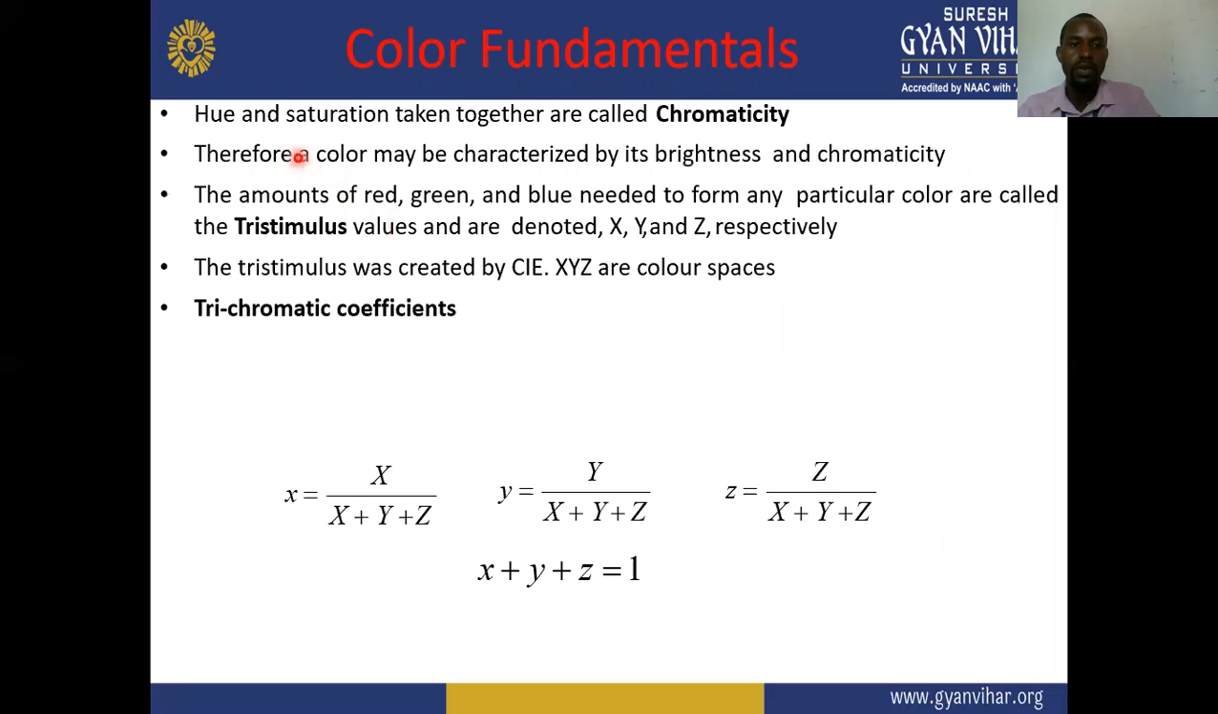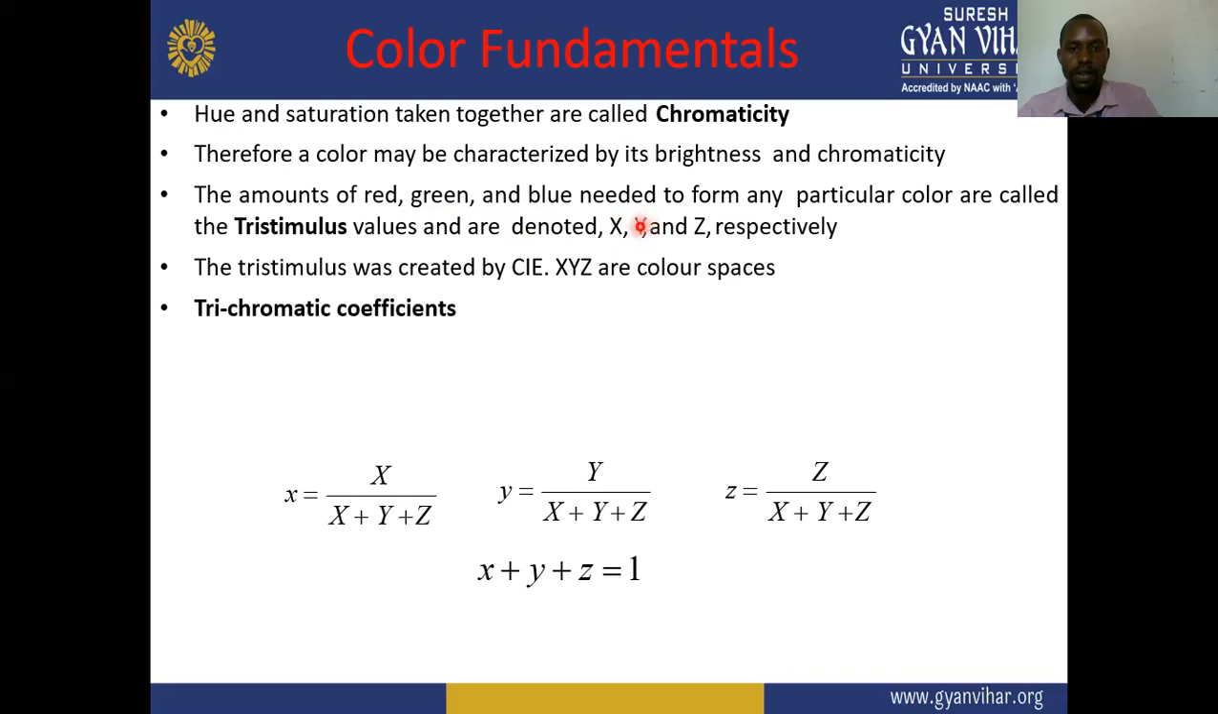Now we're going to discuss the two color separation components, hue and saturation, which are commonly referred to as chromaticity. So we can say that a color is characterized by brightness and chromaticity. Whenever we introduce the term tristimulus, we are basically referring to the three primary colors, that is the green, red, and blue.